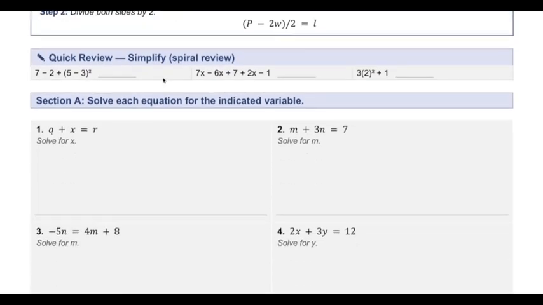Okay, let's do a quick review first. A little spiral review. Order of operations. Remember PEMDAS: Please excuse my dear Aunt Sally. Multiply and divide are at the same level. Add and subtract are at the same level. They're like the same thing. You just go left to right.